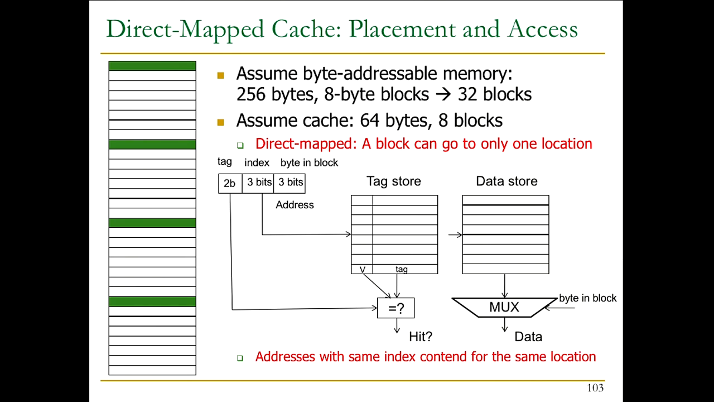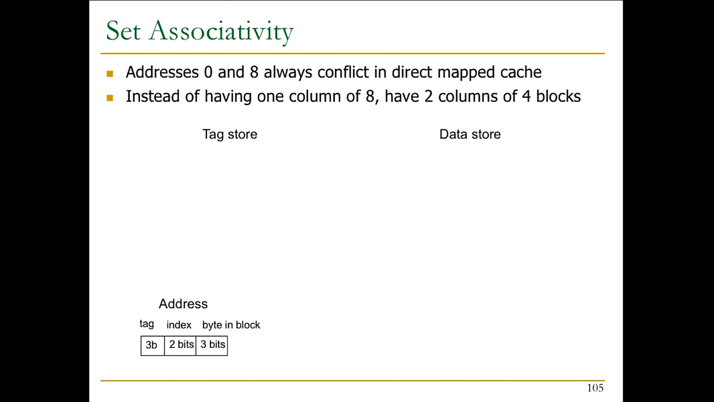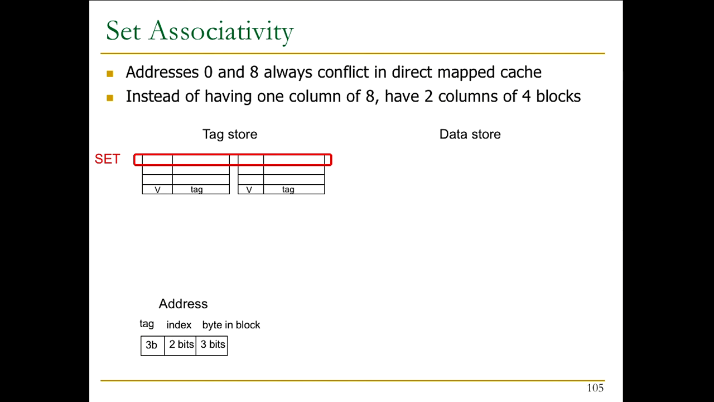You basically change the structure such that you have 2 columns of 4 blocks, like this. Basically, whenever you index, you can store 2 things at that index. This is called a set. So a set can contain 2 blocks. That's the idea. Your byte and block remains the same, but your index bits go away.